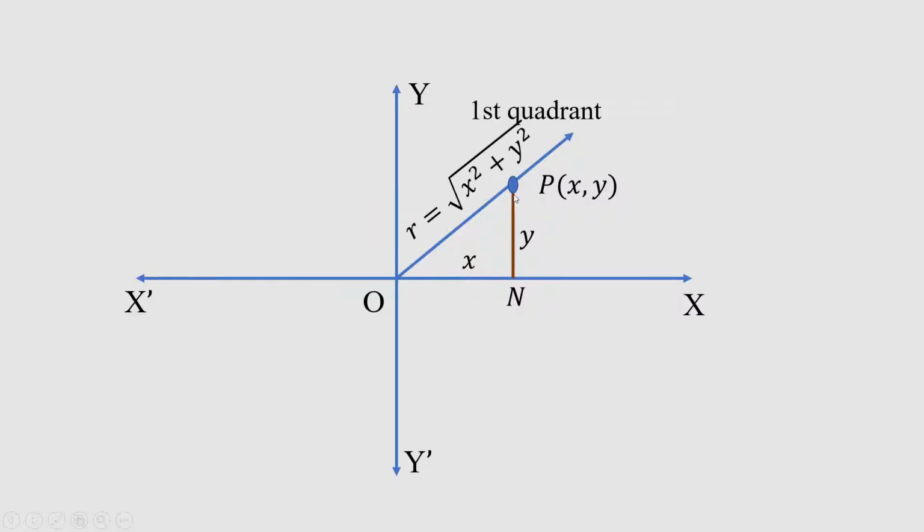Therefore hypotenuse is equal to square root of x square plus y square, and we take hypotenuse equal to r. Here we get x positive, y positive, and r positive. So all ratios are positive: perpendicular by hypotenuse, perpendicular by base, base by hypotenuse, all ratios are positive. Sin, cos, tan, cot, sec, cosec, all these ratios are positive here in the first quadrant.